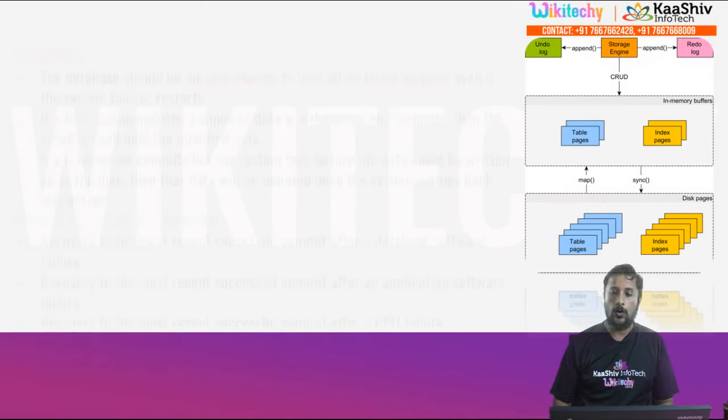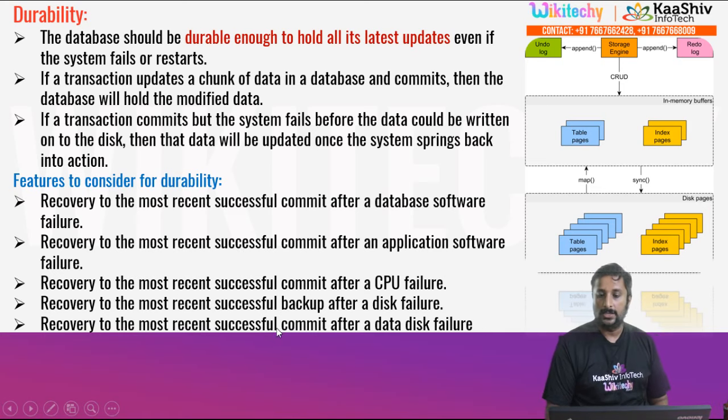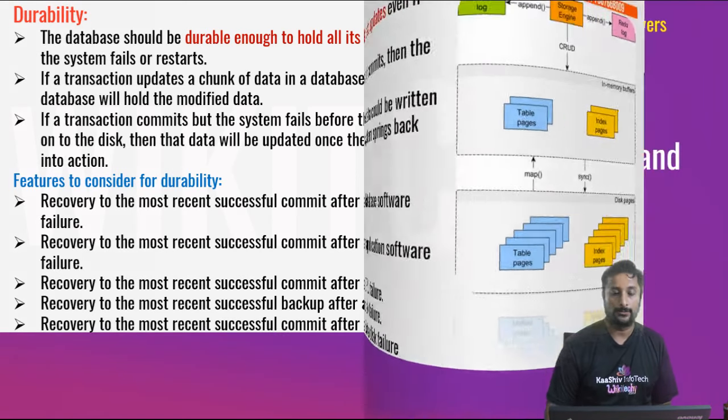These are the 4 very important properties, called ACID properties, for creating a reliable database. Features to consider for durability: recovery to the most recent successful commit after a database software failure, recovery after an application software failure, recovery to the most recent successful commit after a CPU failure, and successful backup after a disk failure. So these are some of the durability features. You should note it down, and if you're able to talk about it in the interview, that's well and good.